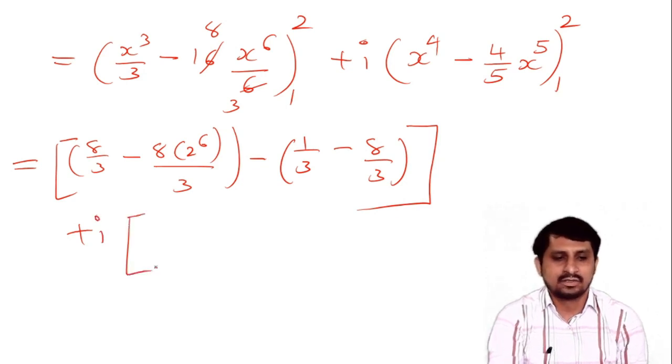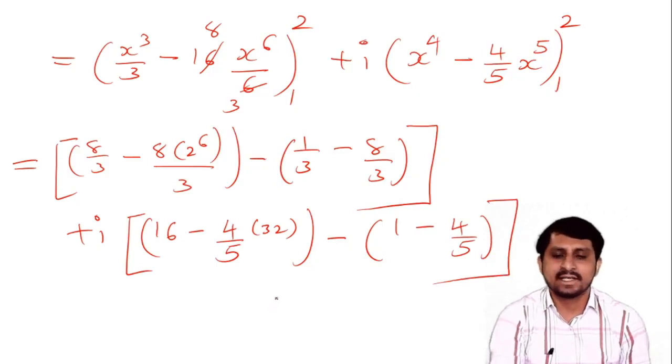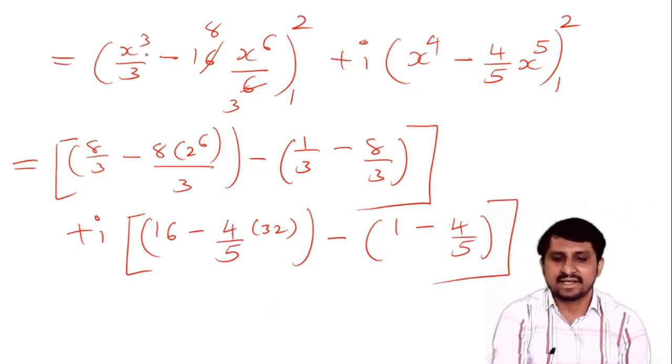Now plus i. Now take 2, so 2 raised to 4, that is 16, minus 4 by 5 into 2 raised to 5, so this is 32, minus, now take x equal to 1, so this is 1 minus 4 by 5. Clear. Again I repeat, instead of x I take 2, so 2 raised to 3, so that is 8 by 3 minus 2 raised to 6 divided by 3. Now take x equal to 1, so this is 1 by 3 minus 8 by 3.